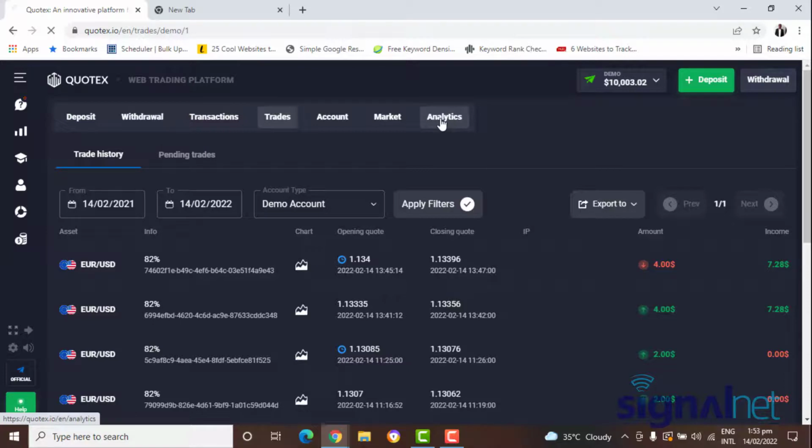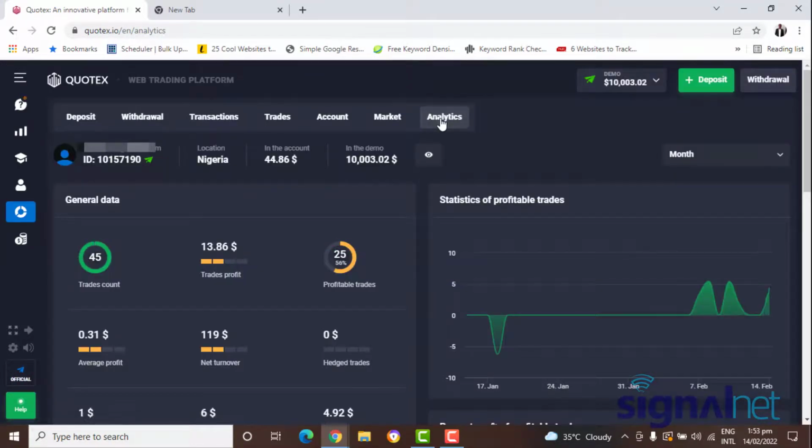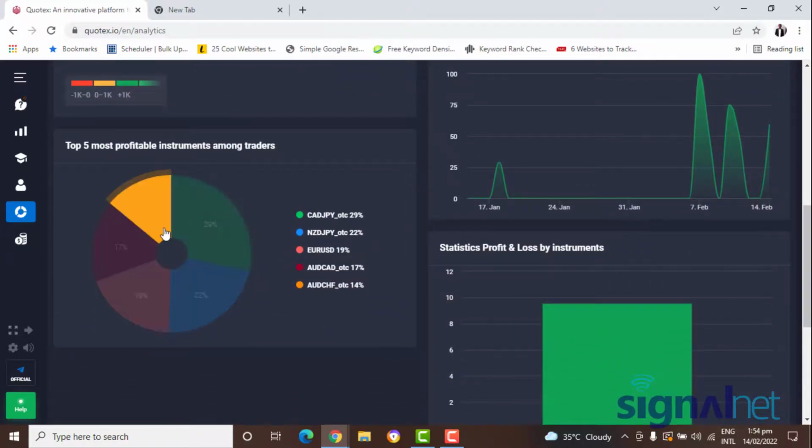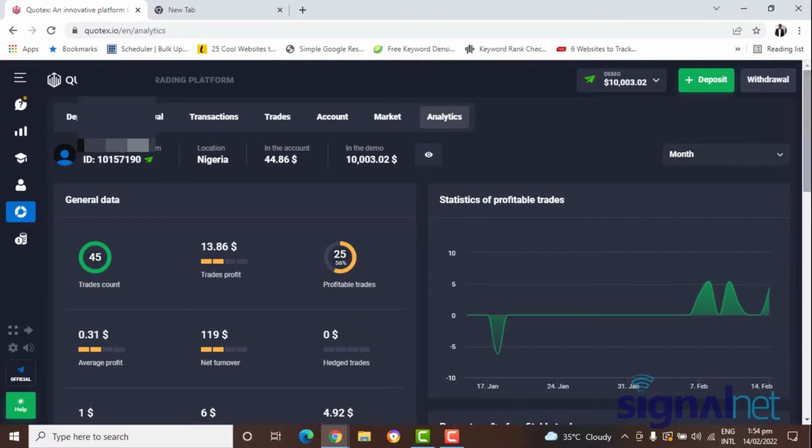So analytics, let's look at analytics. Analytics shows more details of your trades, how they are going on, if you are making progress or not, and the things you are trading more. So you can actually look at this area from time to time to see a better breakdown of the currency pairs you are trading and all of that. Top 5 most profitable instruments among traders. So we have CAD, JPY, NDY, OTC, USD. Okay, so it's just showing me an idea of areas that you can focus on, and by seeing what others are doing, you can make money from those areas.